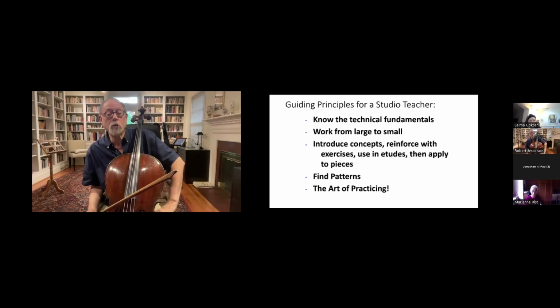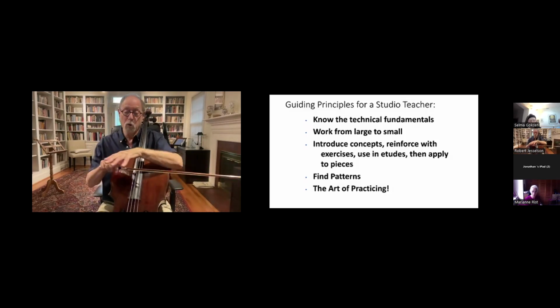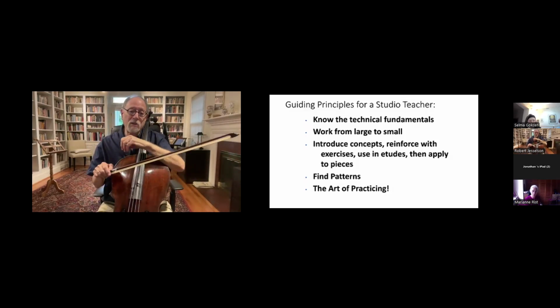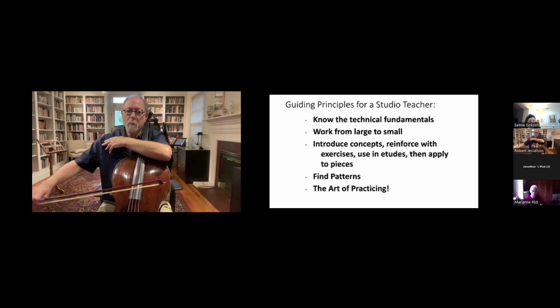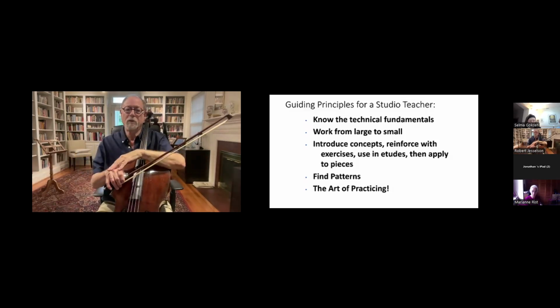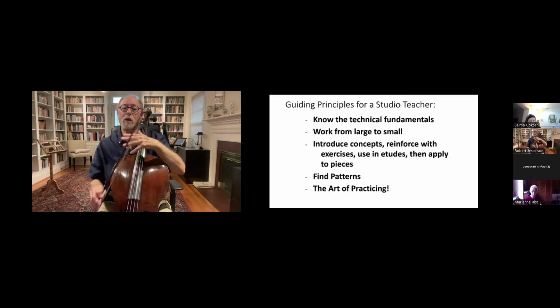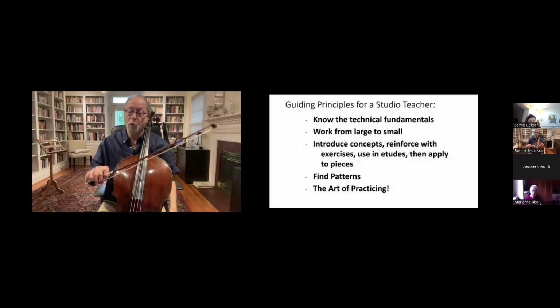For us, I think it's preferable to work with the large muscles first and then the smaller muscles. In other words, get the basic bow arm, upper arm, lower arm stuff figured out before working with the wrist and the fingers. I don't even generally work with the actual bow hold until a few lessons in, and I'll explain more about that in another session.